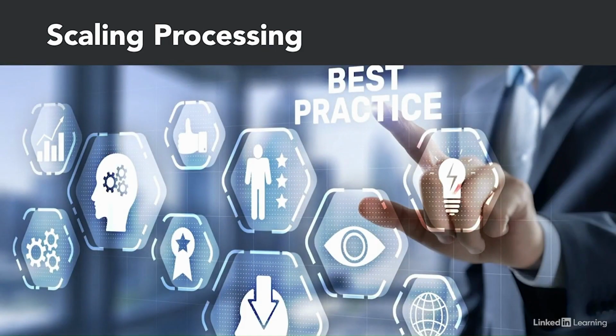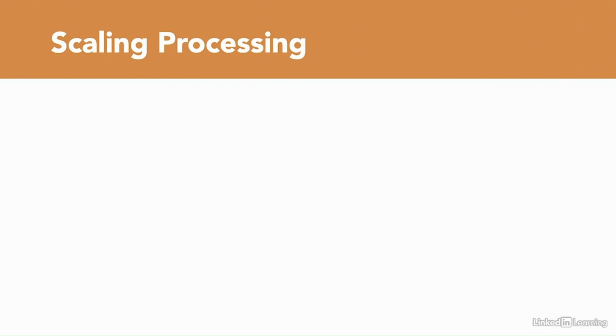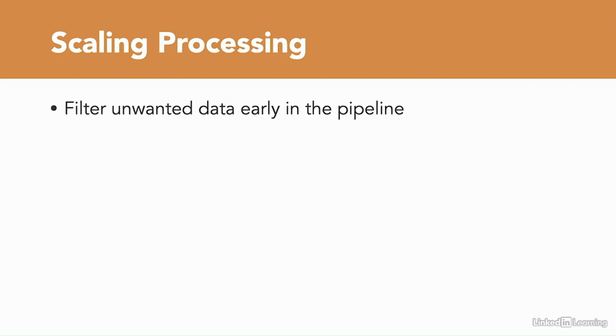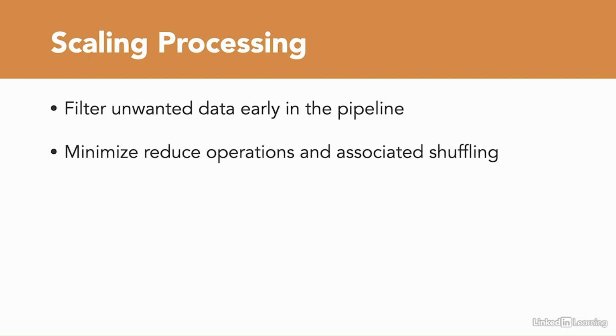How can we scale processing of data with Apache Spark? Apache Spark is built for massive distributed operations, but care should be taken during pipeline design to avoid choke points and shuffles between executors. Filter any unwanted data as early as possible in the pipeline. This reduces the amount of data kept in memory and moved around executors. Minimize reduce operations and associated shuffling early in the pipeline. If needed, move them to the end of the pipeline as much as possible.